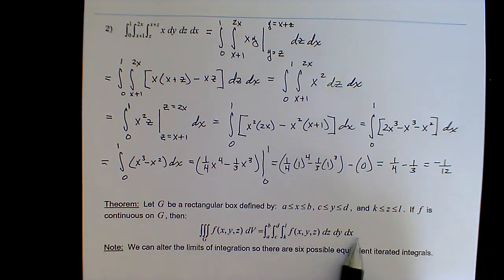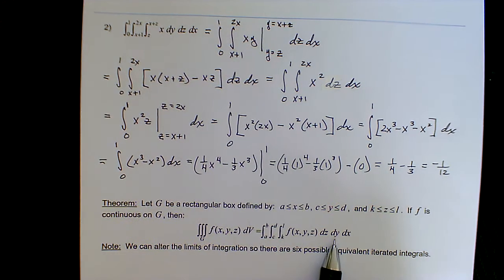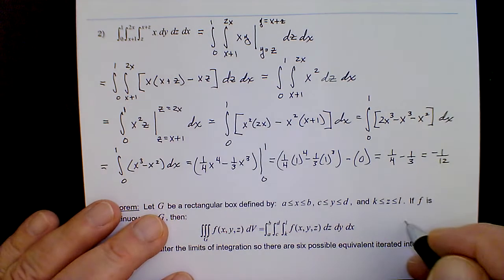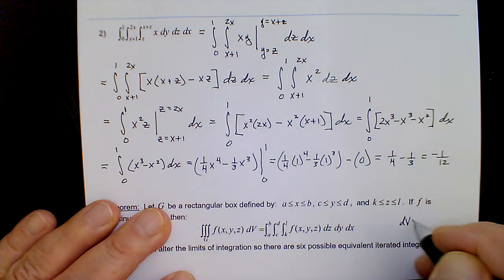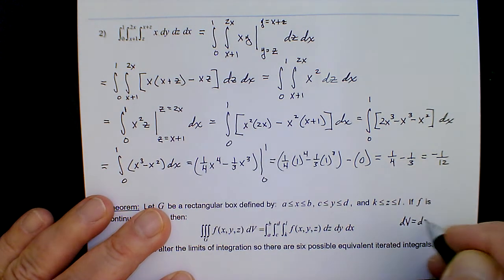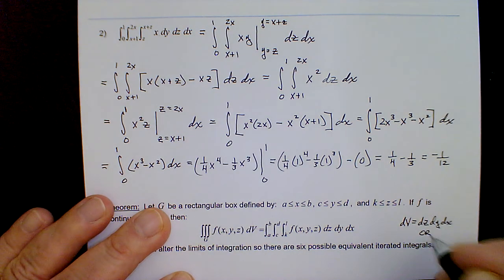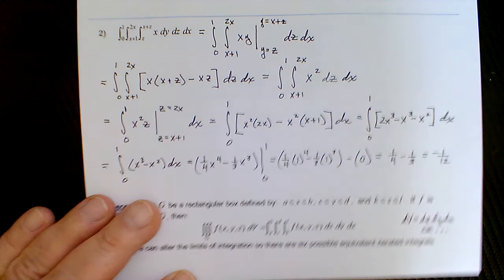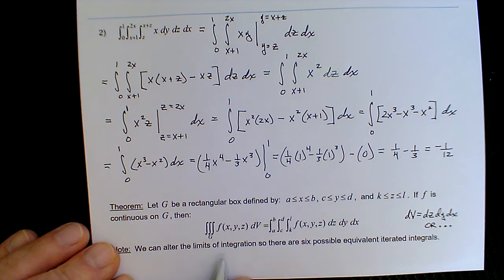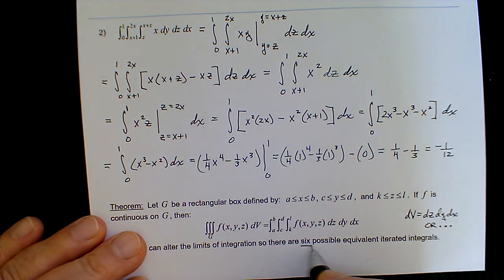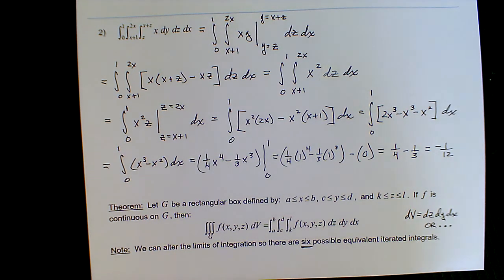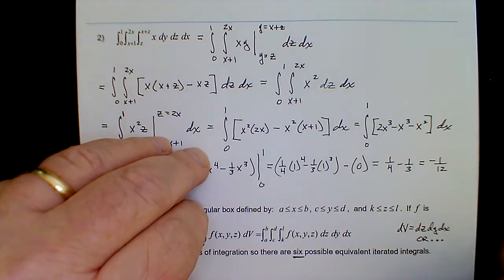So you probably want to set up the differential first, and just denote that dv is dz, dy, dx, or any combination. We can alter the limits of integration, so there's actually 6 possibilities. So you could say dx, dy, dz, dy, dx, dz, etc. So an example of that.